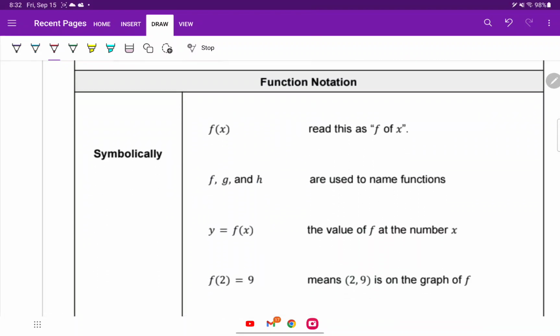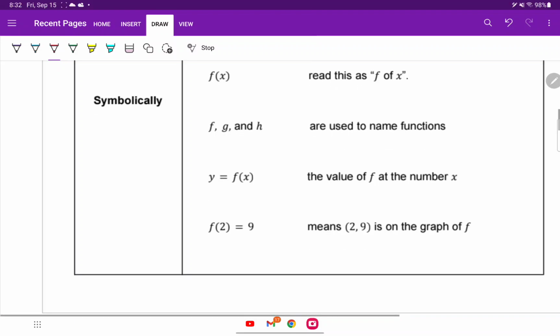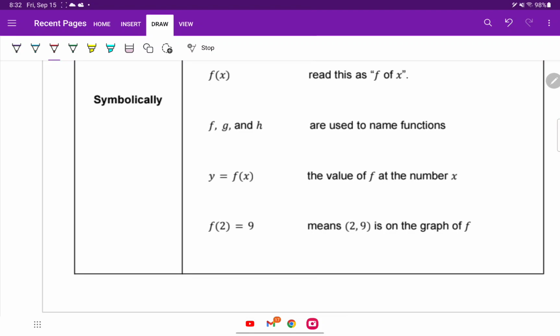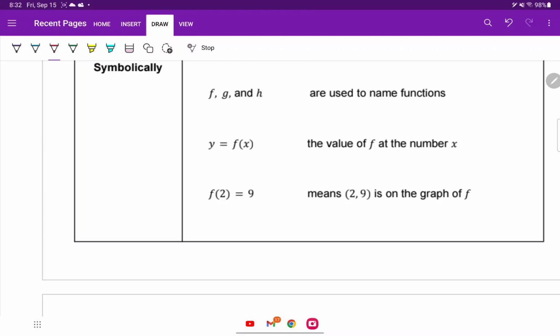All right, so for function notation, it says f of x, which we read as f of x, and you could use other letters as well. So f, g, and h are used to name functions, so you could say f of x, g of x, h of x, and so on. Y equals f of x, this is the value of f at that number x. And then last but not least, f of 2 equals 9. Hopefully recall that this is f of x, so it's written right above, and I'm going to write it here again. So this is actually x, and this y is right here, so that's going to be y. When you write an ordered pair, it makes sense that it's (2, 9), and that is a point on the graph of f.